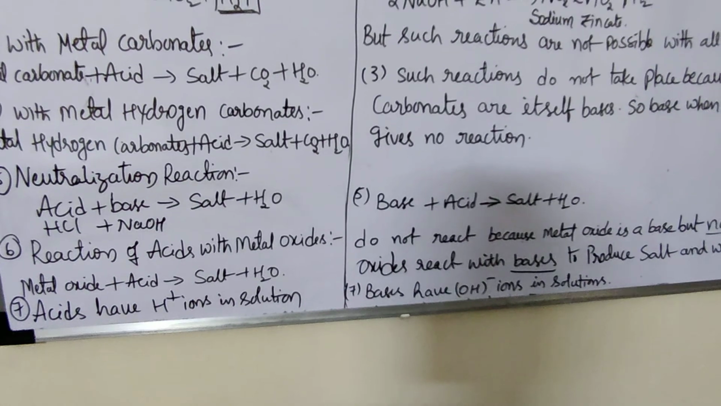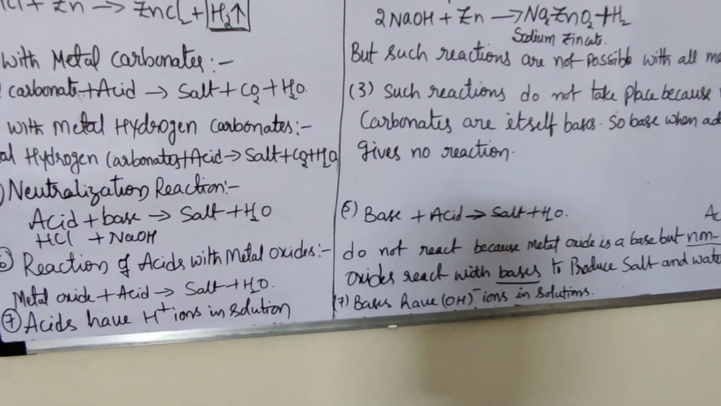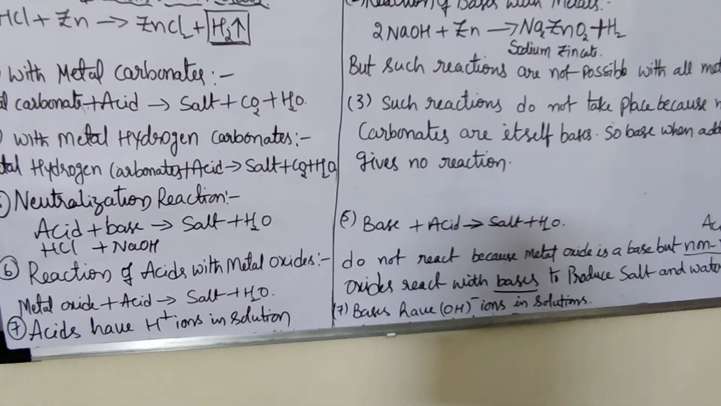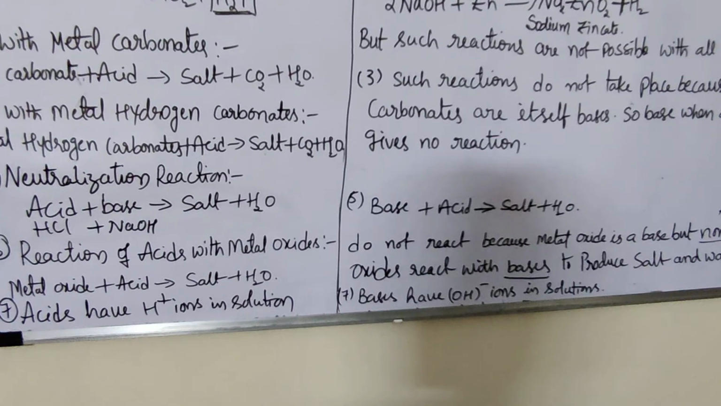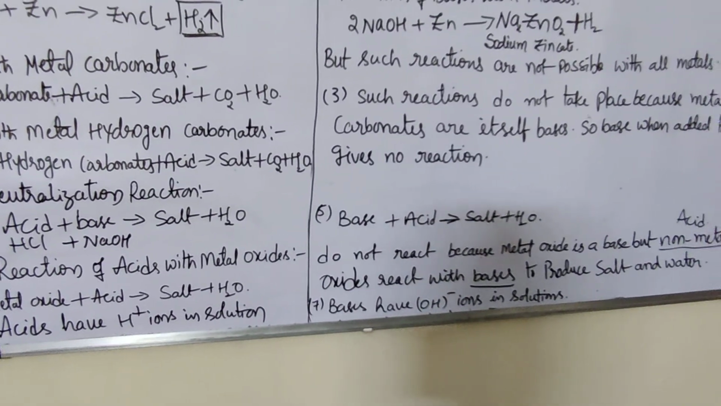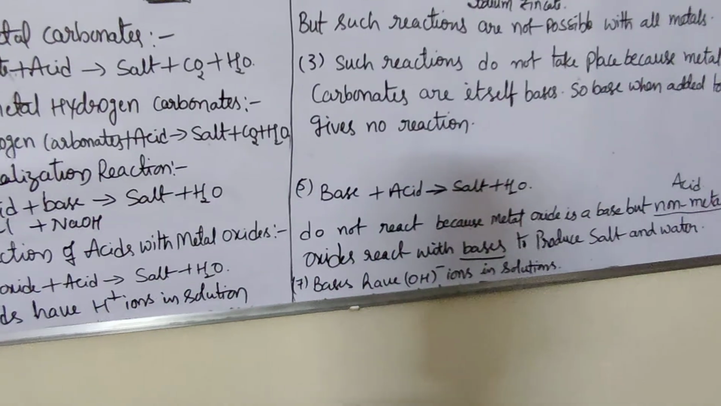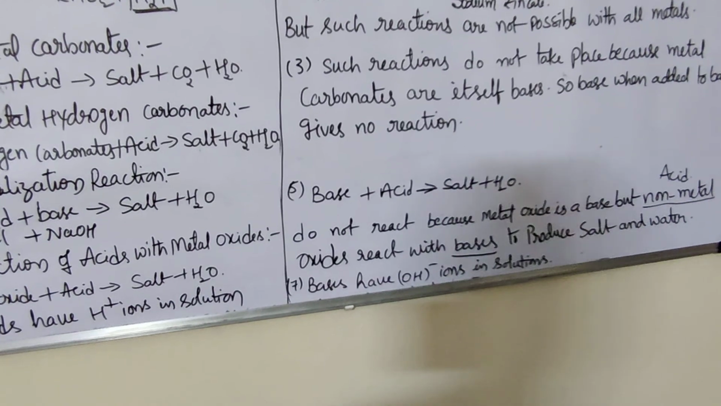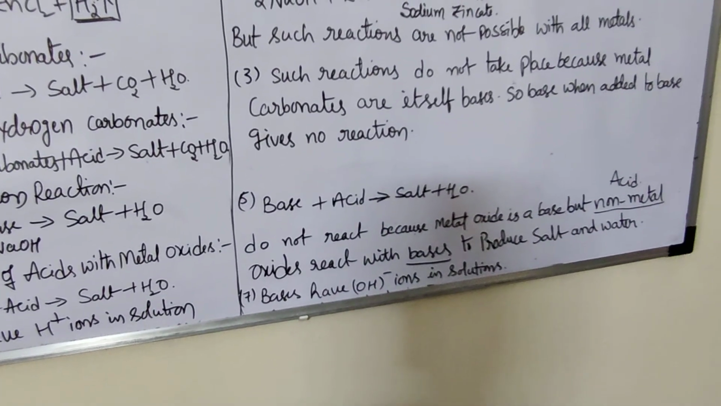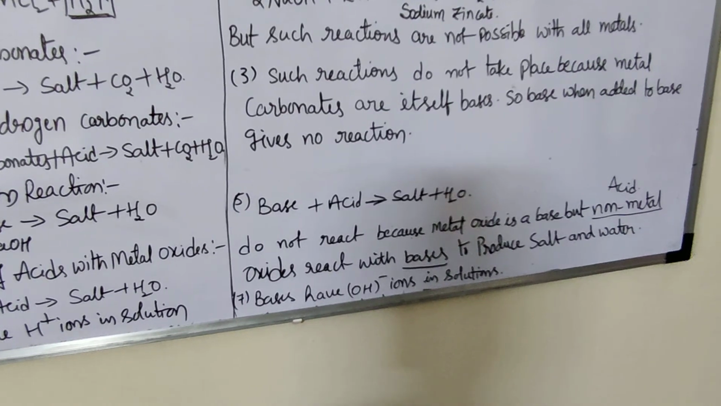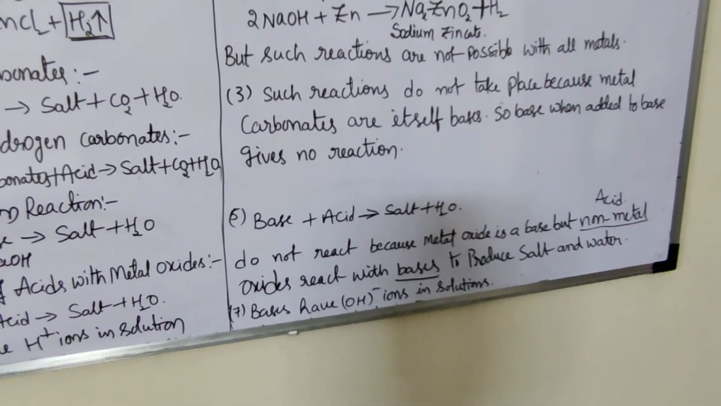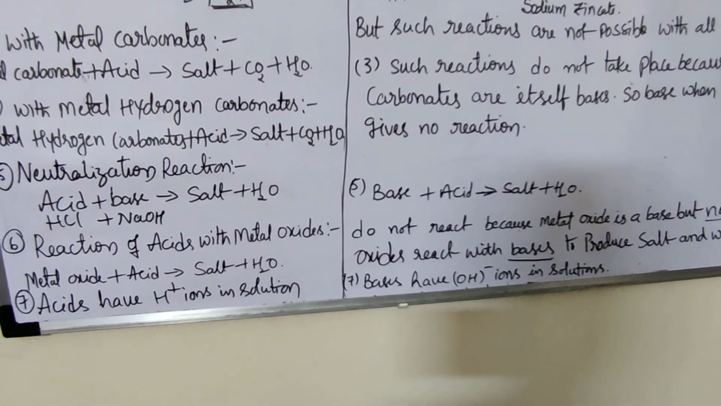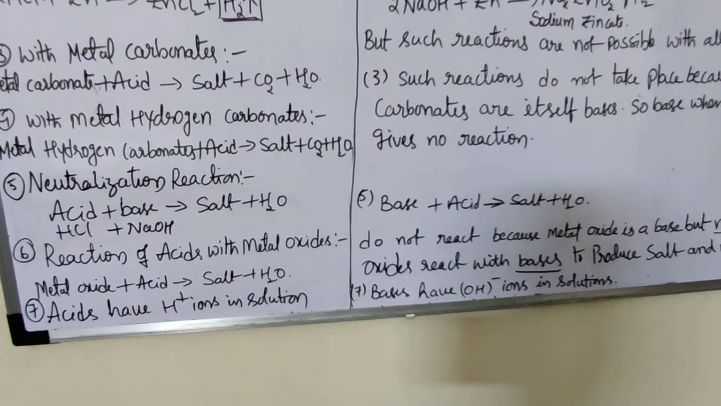Now the seventh point: acids have H plus ions and bases have OH minus ions in solutions. Once again, coming to the sixth point, acids react with metal oxides and produce salt and water. But bases do not react with metal oxides; they react with non-metal oxides. Bases react with non-metal oxides and produce salt and water. It is a very important point, and they may ask it for 1 mark or 2 marks.